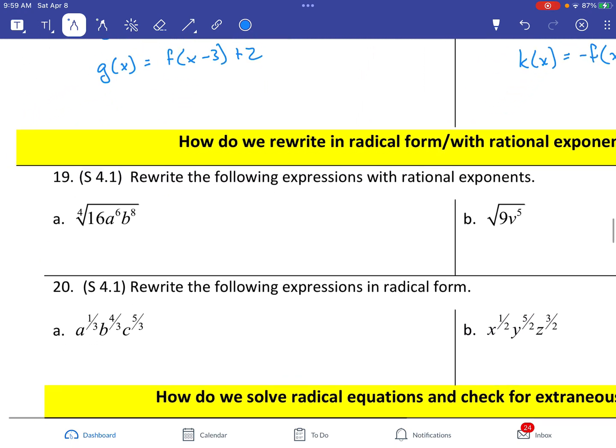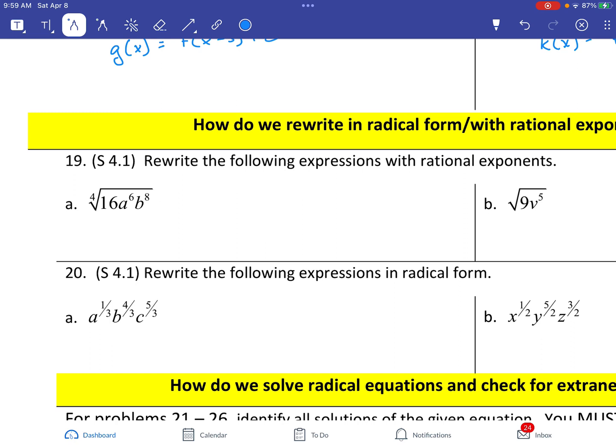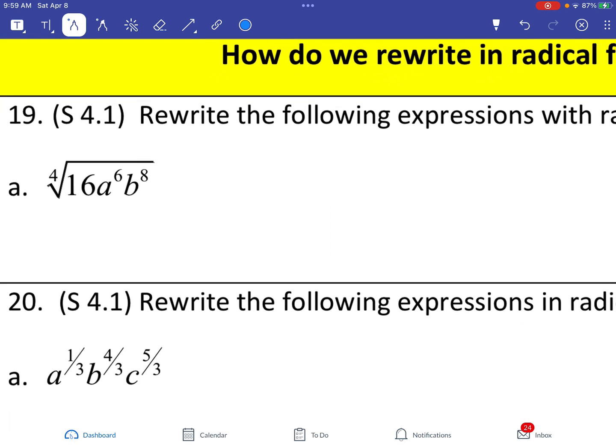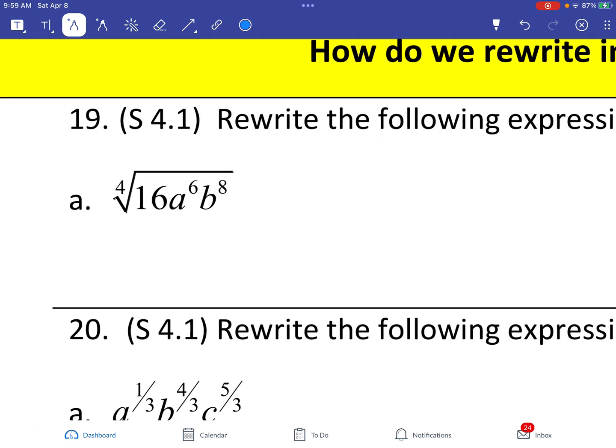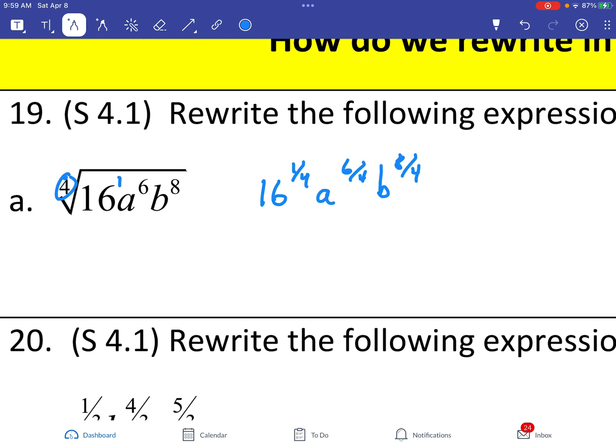Okay, rewriting expressions with rational exponents. So the first one, this 16 has a 1 as an exponent, and the 4 on the radical sign will become the denominator of your fractional exponent. So we have 16 to the 1 over 4, a to the 6 over 4, b to the 8 over 4. You do not need to reduce the fractions. You can leave them just the way they are. And that's it.